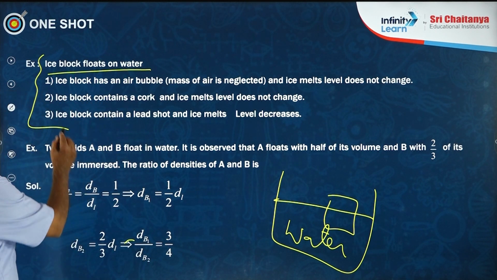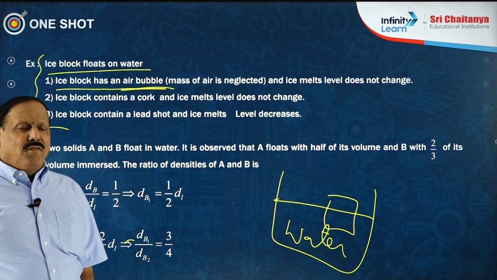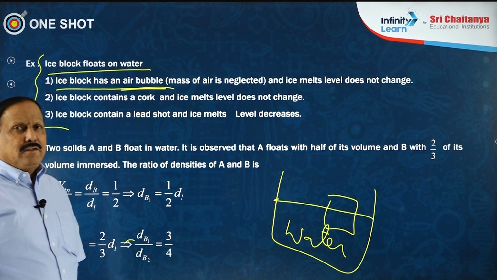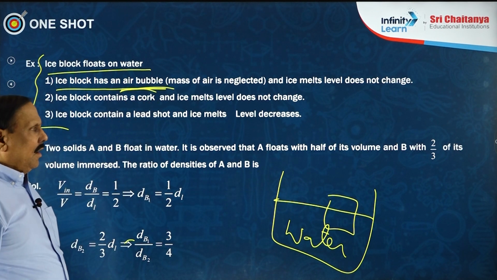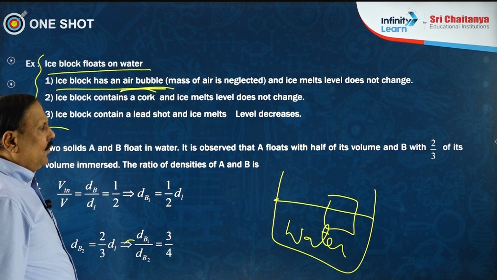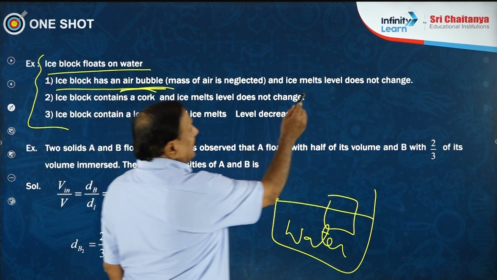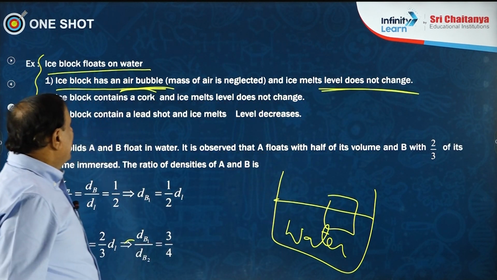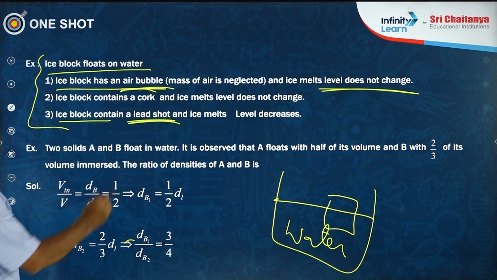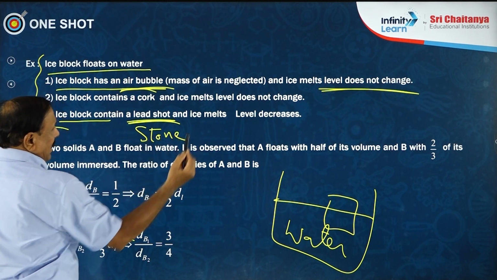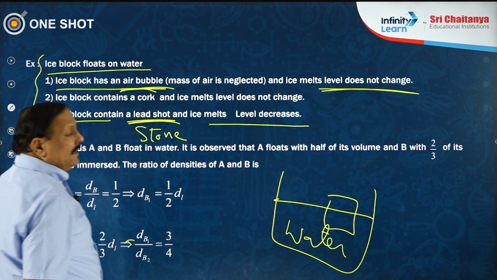In a similar way, an ice block may contain an air bubble or a cork or a feather or leaf, any light material. It is floating on the water. Now the ice melts, then also the level of water does not change. And one more point you have to remember is an ice block containing a lead shot or a stone or any heavy material, then when the ice melts the level decreases.